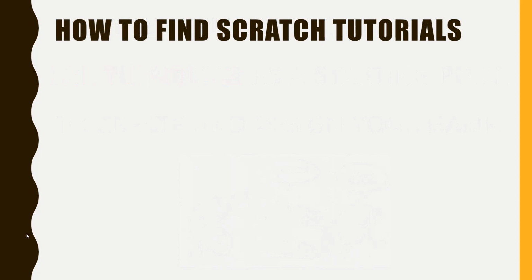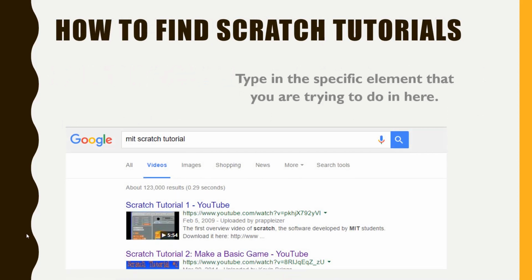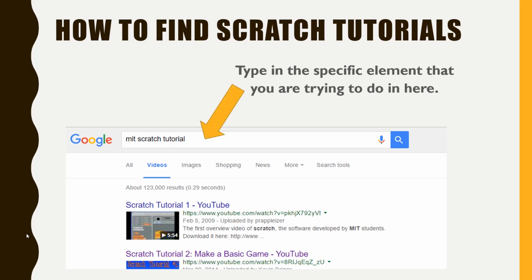So how do you find these tutorials? You simply type in MIT Scratch tutorial and then type in the specific element that you want to do in here. So you're going to be able to use all the skills that we've learned so far in understanding how to build your own version of the particular game. Like I said, those tutorials that are out there are there to help you build something, okay? And then it allows you to extend on it using all the different things that we've talked about in class.